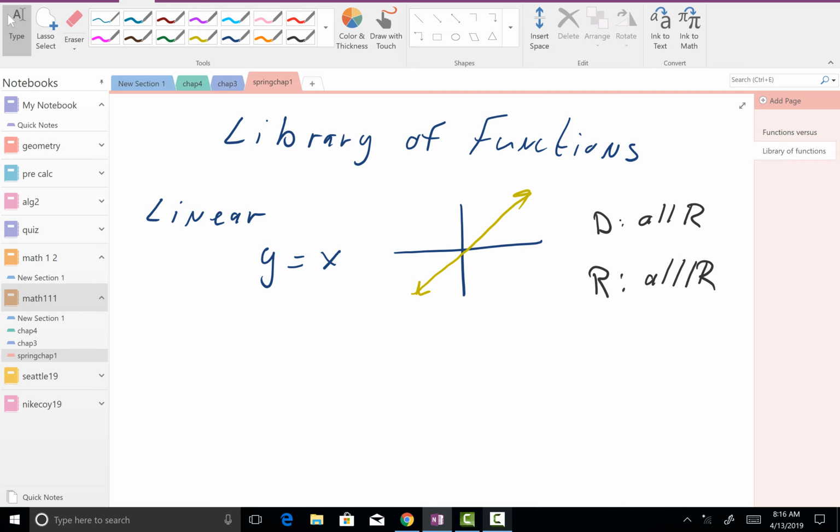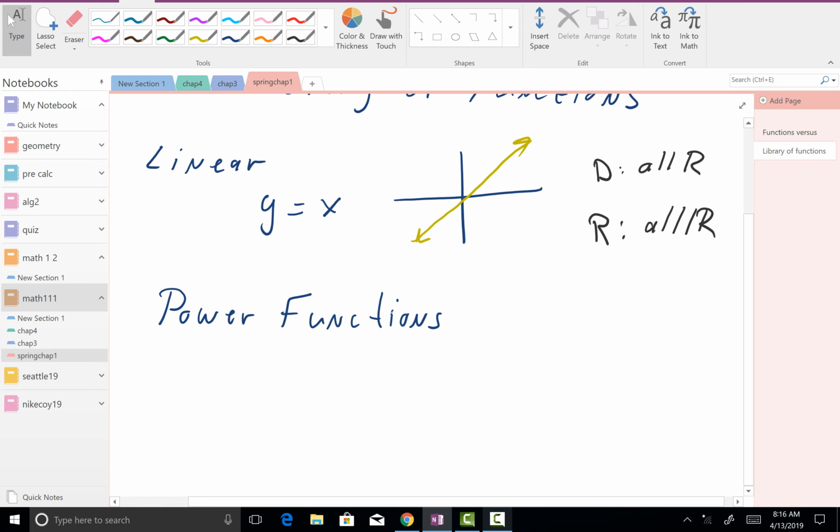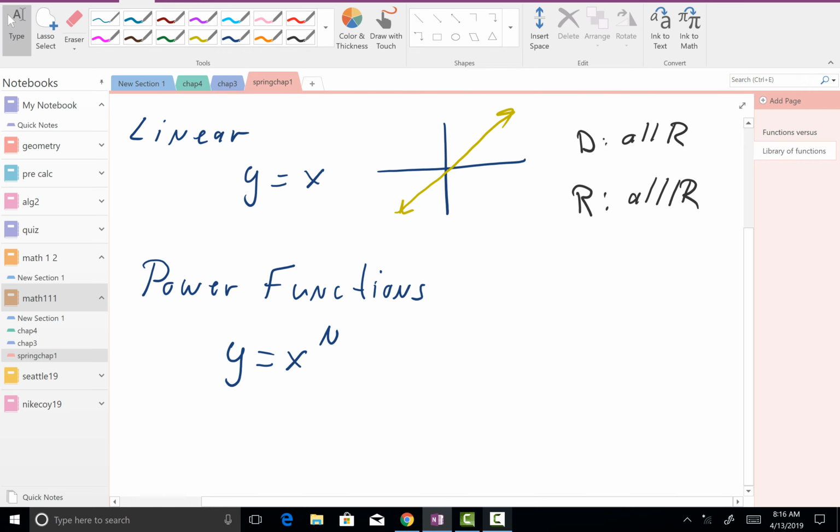Then they have what they call a power function, and they take on a number of different forms. So we have y equals x to the n as a power function. So let's take a look at those.